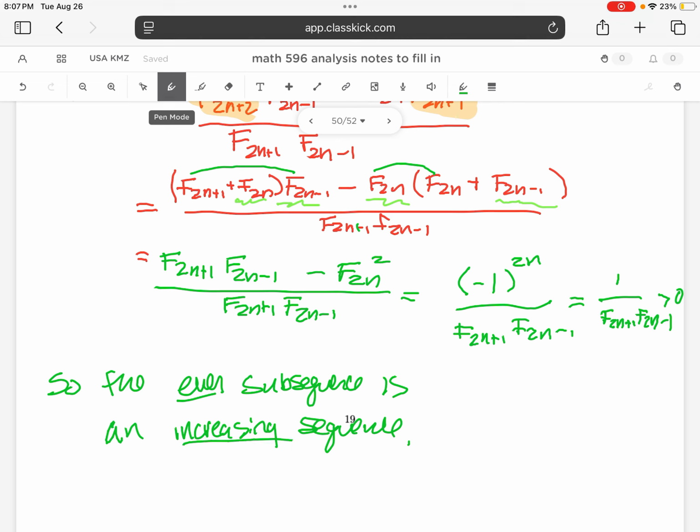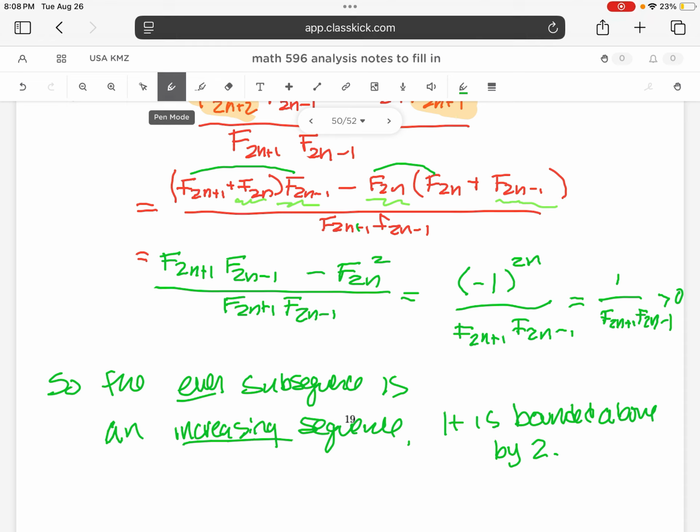We also know that it's bounded above. In fact, the entire original sequence is bounded above. We said this before. It's bounded above by 2, because we're taking the ratio of two consecutive Fibonacci numbers, f_{n+1} over f_n, and f_{n+1} is just f_n plus f_{n-1}, and so that's going to be bounded above by 2.